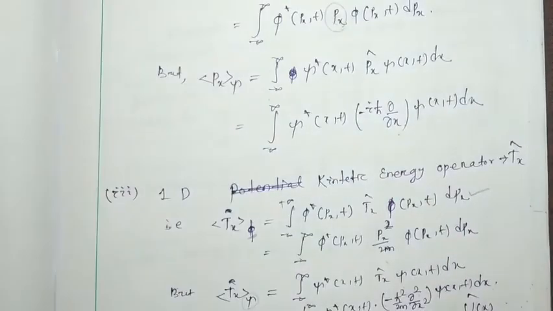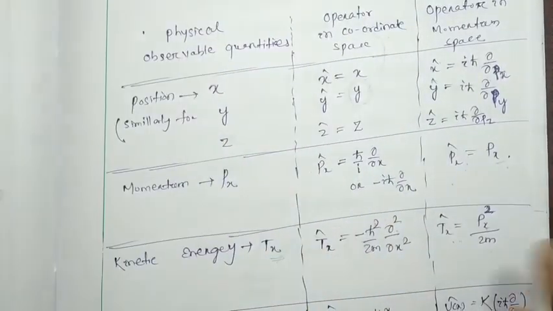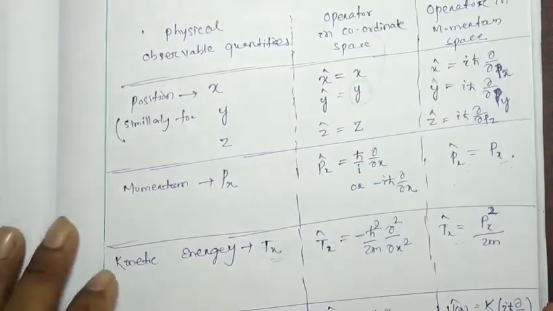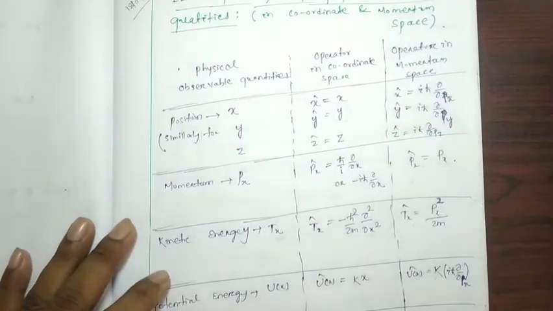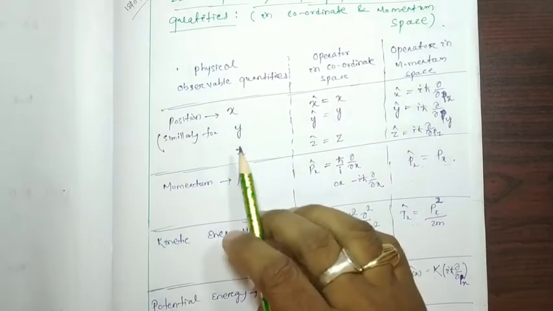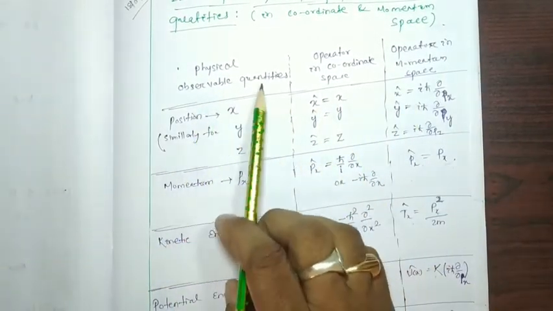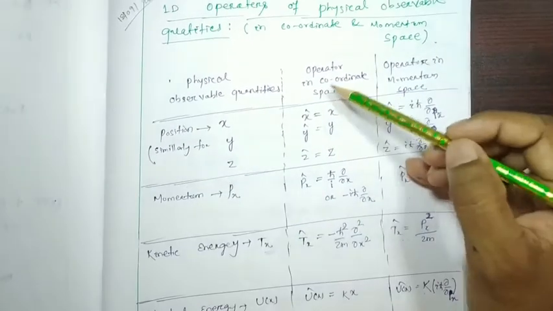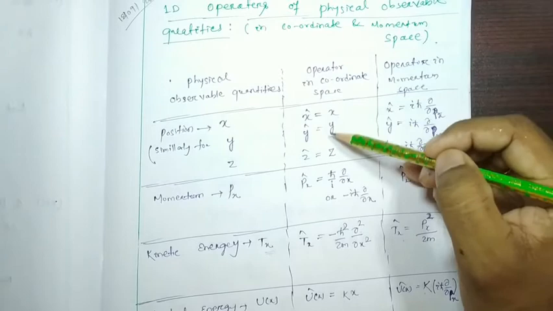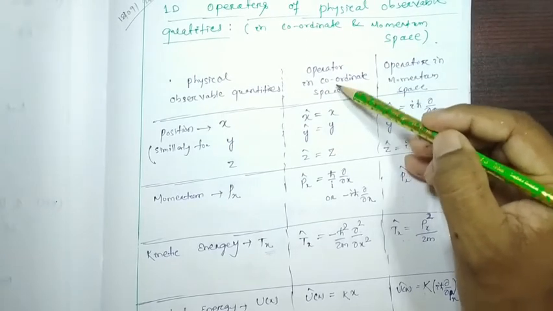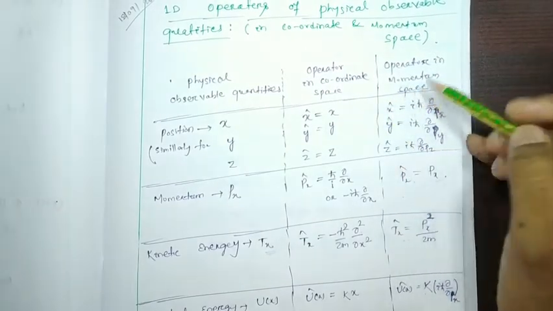So at last, in the last class, this is the one table where I have written all the physical observable quantities and their corresponding operator symbols, and what we have to use in coordinate space and momentum space respectively.